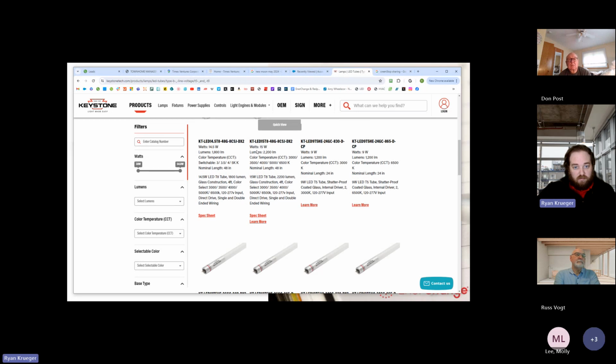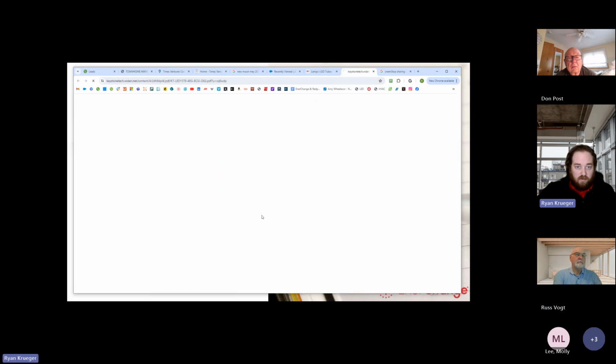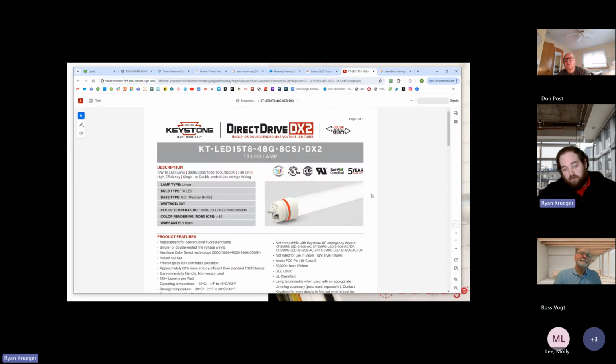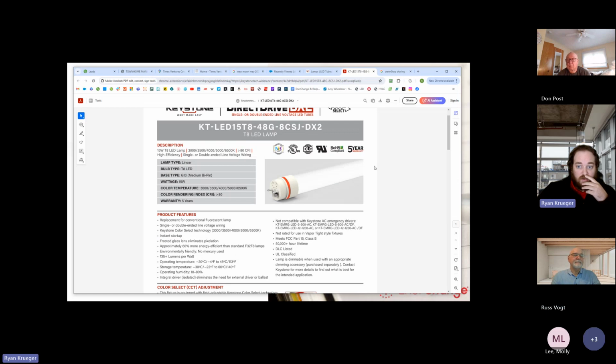So literally right here, 15 watt, 2200 lumens per tube. It's color selectable, single ended and double ended, so wiring is easy for the electrician. On the spec sheet, when I submit a rebate to the utility, they require that I provide them an invoice and the spec sheets for the product that was installed. And there are different certifications through different governing bodies that provide you a higher rebate.